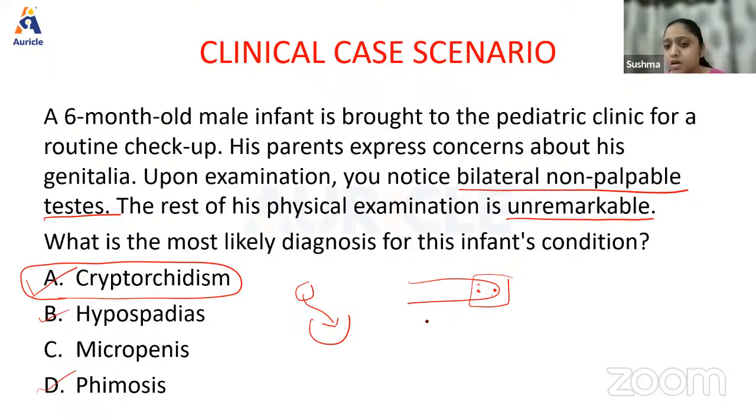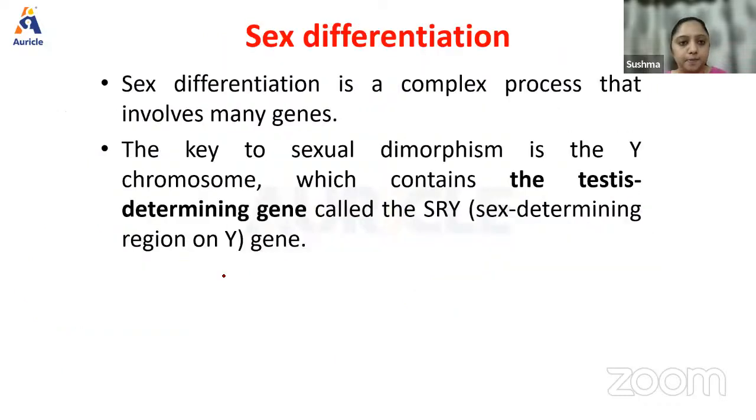Phimosis is a condition in which the foreskin is not able to get retracted. Physiologically, phimosis is still okay in developing kids up till 3-4 years. But after that, the foreskin should be able to retract easily on the glans penis. And now, looking at the clinical scenario, the answer is undoubtedly cryptorchidism.